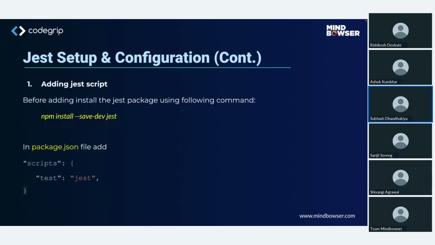Adding Jest script. Before using Jest, we need to install the Jest package from npm. You can see the command to install it, which adds Jest as a developer dependency. And after installing Jest successfully, you can find something like this in your package.json file.